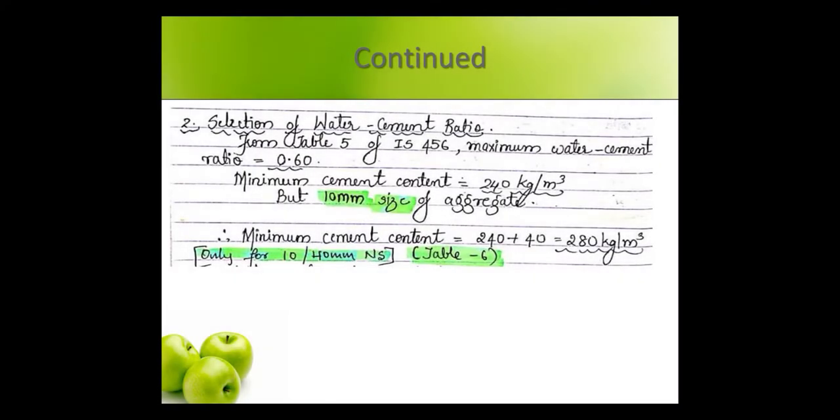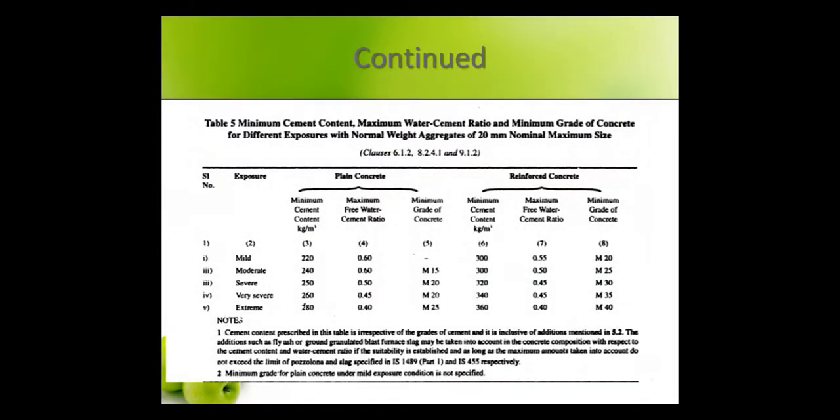Next, the second point is selection of water cement ratio. How much water should be added, you are going to calculate here. To calculate that, the water by cement ratio you need to calculate first. Using the code book again, that is the IS 456 RCC design code book, you will have table number 5.